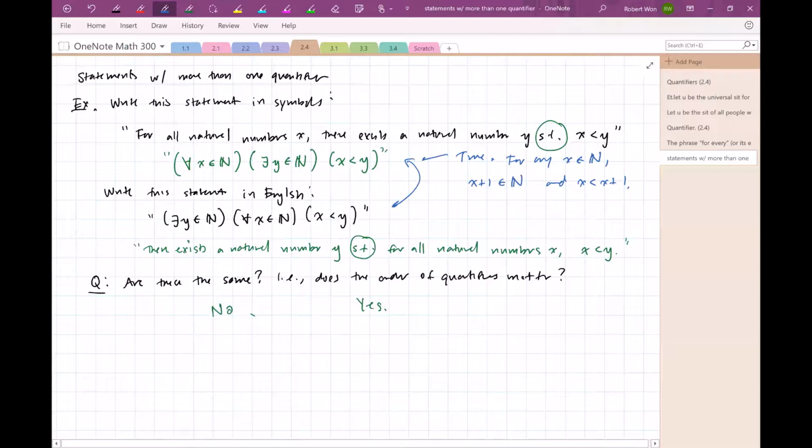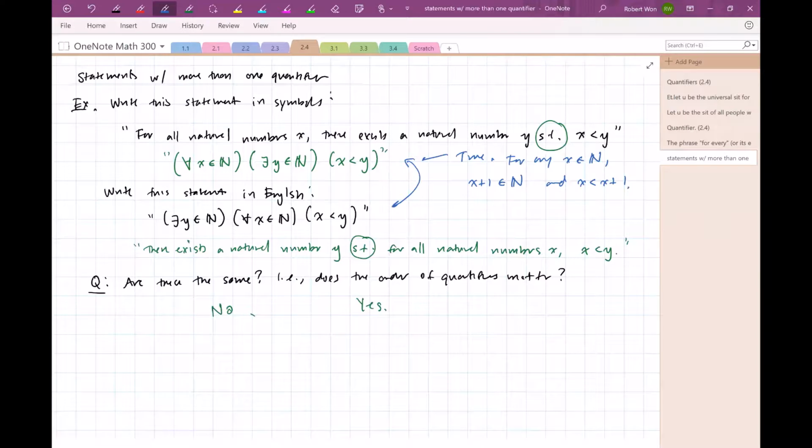So that first statement is true. On the other hand, the second statement is false. There exists a natural number y such that for all natural numbers x, x is less than y. What is this thing saying? This is saying that there exists a natural number that's bigger than every other natural number.